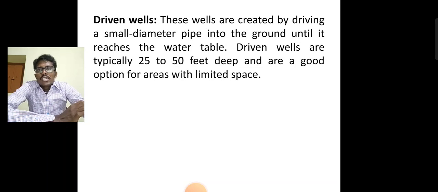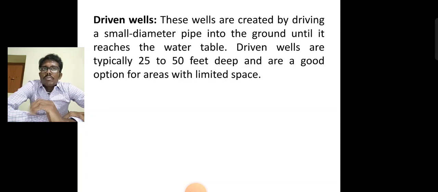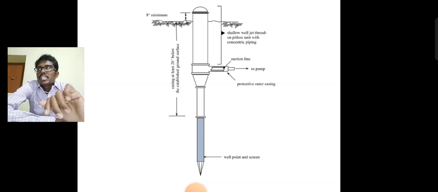Next one, driven wells. Driven wells are created by driving a small diameter pipe into the ground until it reaches the water table. Driven wells are typically 20 to 50 feet deep and are good for areas with limited space, such as cities. This is a driven well, as you can see, it is just a pipe with a driven bit.